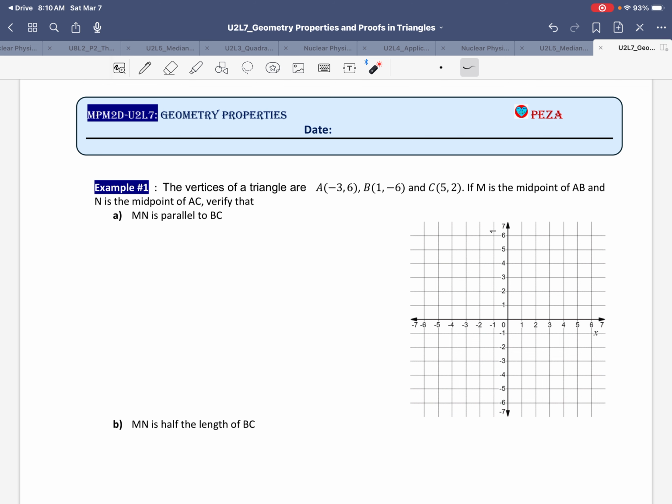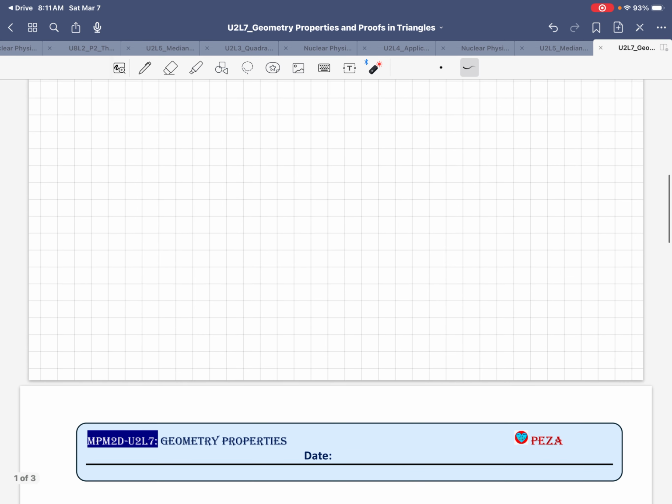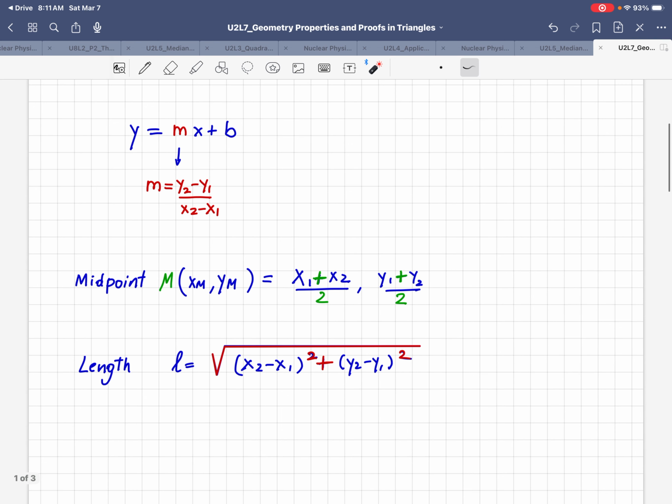So in order to solve or to prove this theorem, you have to keep in mind these three main formulas. So this is the equation of a line in slope-intercept form. The slope is y2 minus y1 over x2 minus x1, where (x1, y1) and (x2, y2) are the coordinates of any point on the line.